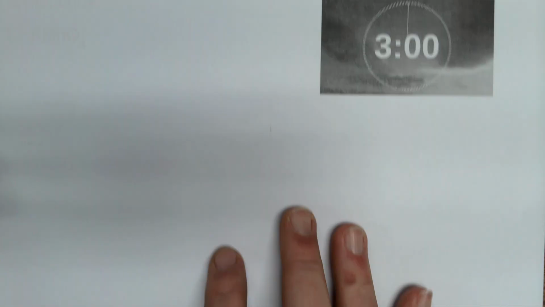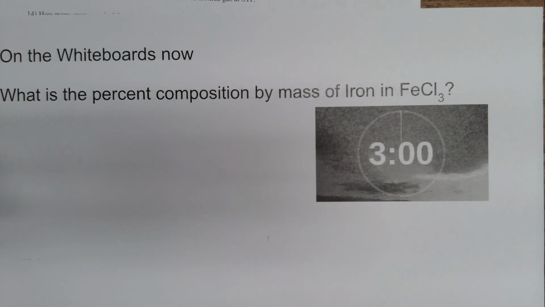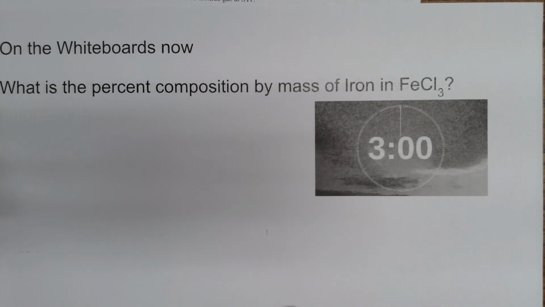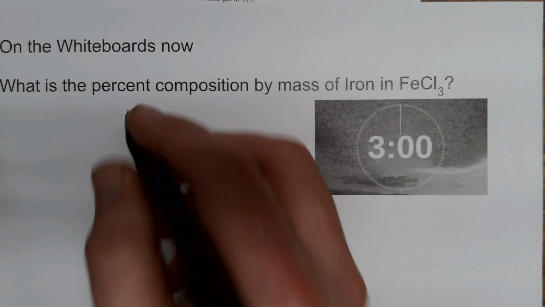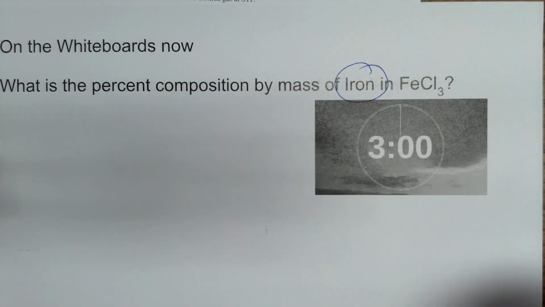But how about I give you guys a chance to work on one? It should be a little bit easier. I want you to tell me what is the percent composition of iron in iron 3 chloride. I want you to take a stab at this and put it on your whiteboards.